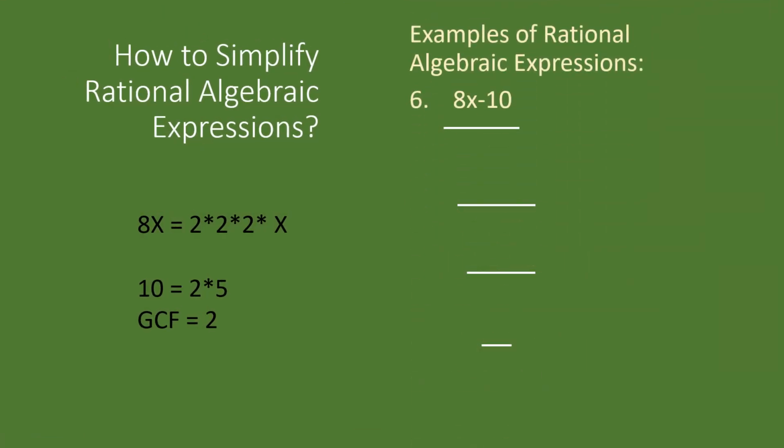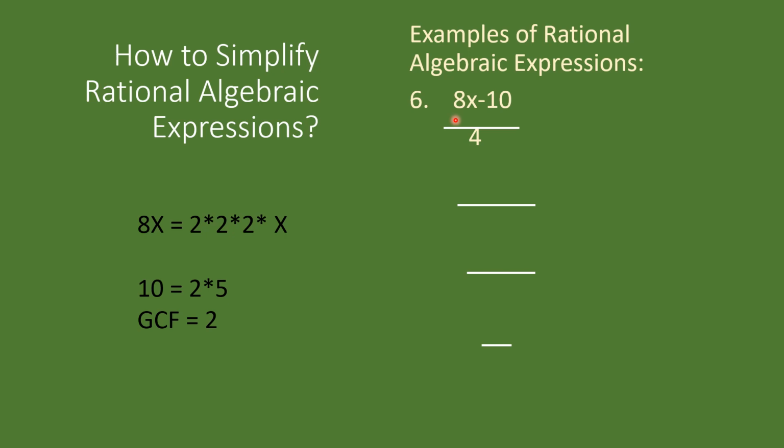Look at this one. I have here 8x minus 10 over 4. So we have here in the numerator a binomial, and we can factor this with a common monomial factor.